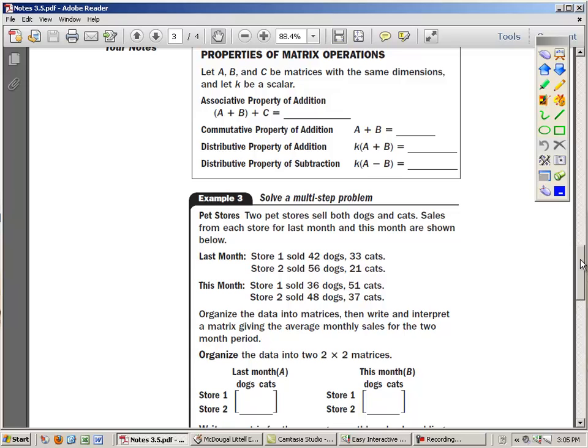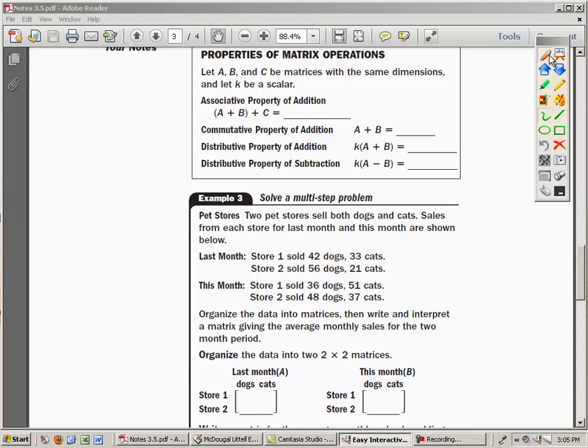properties of matrix operations. Effectively what we have here is that A, B, and C are matrices with the exact same dimensions, because they have to have the same dimensions to add them. K is some random scalar, which we'll get to in just a second.